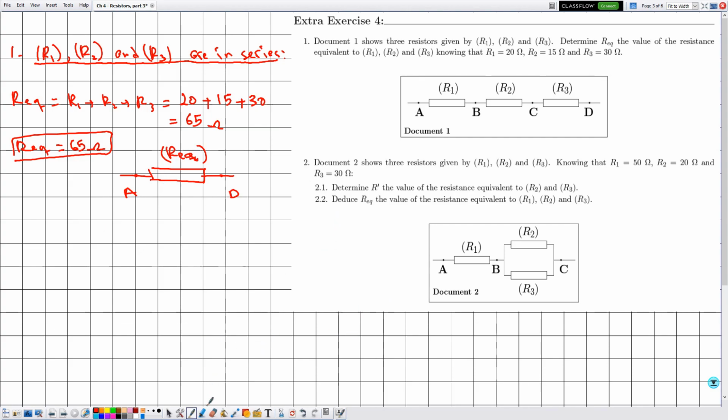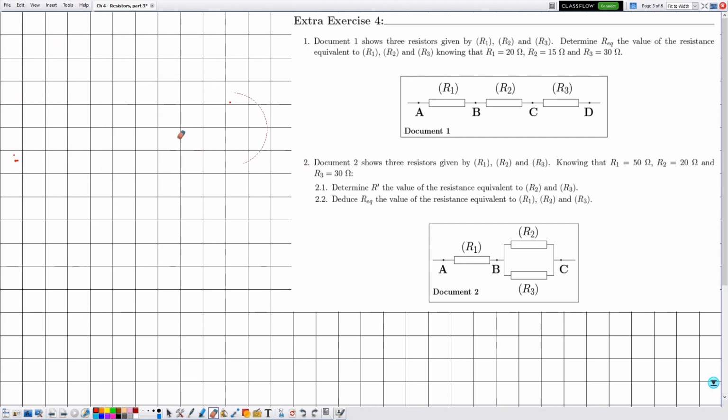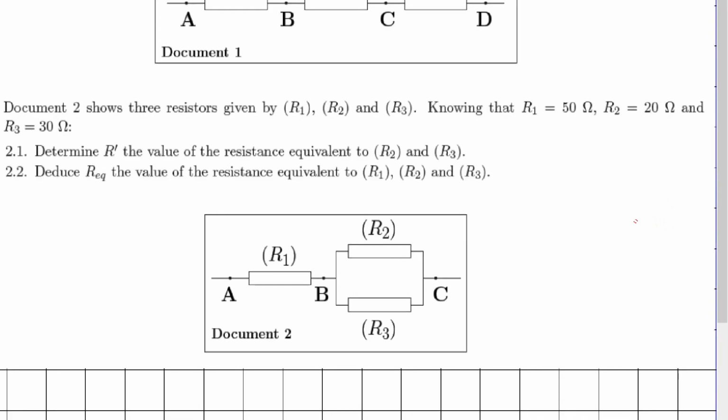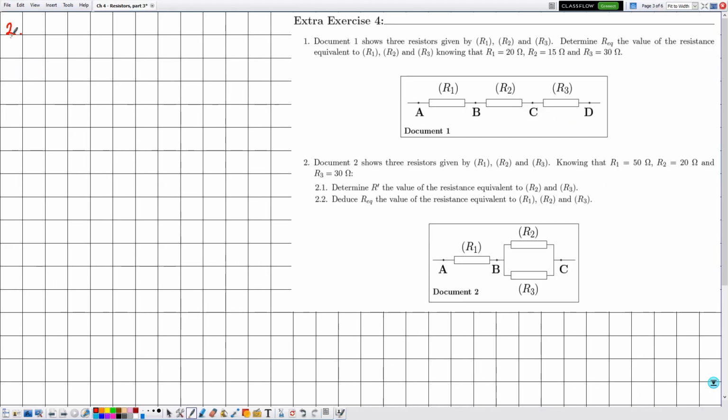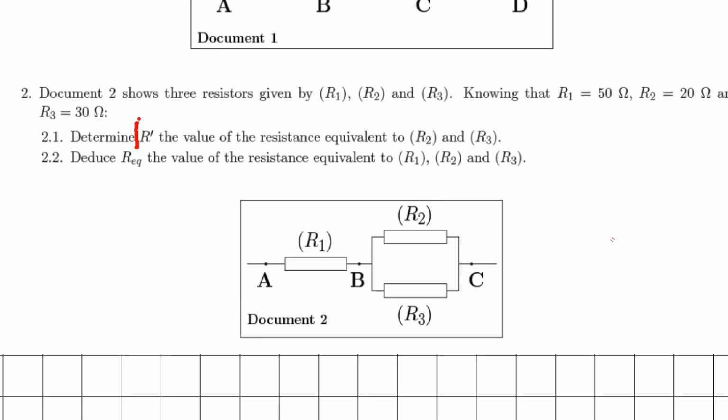Now as for number 2, let me make some space here. They are telling me document 2 shows the 3 resistors given by R1, R2 and R3, knowing that R1 is equal to 50 ohms, R2 is equal to 20 ohms, and R3 is equal to 30 ohms. So in 2.1, we are interested to determine R prime, the value of the resistance equivalent to R2 and R3.